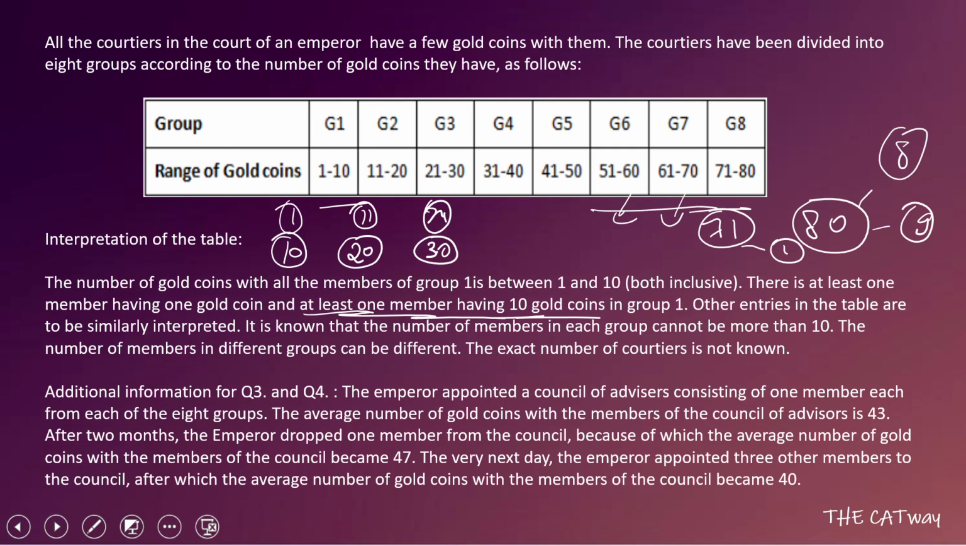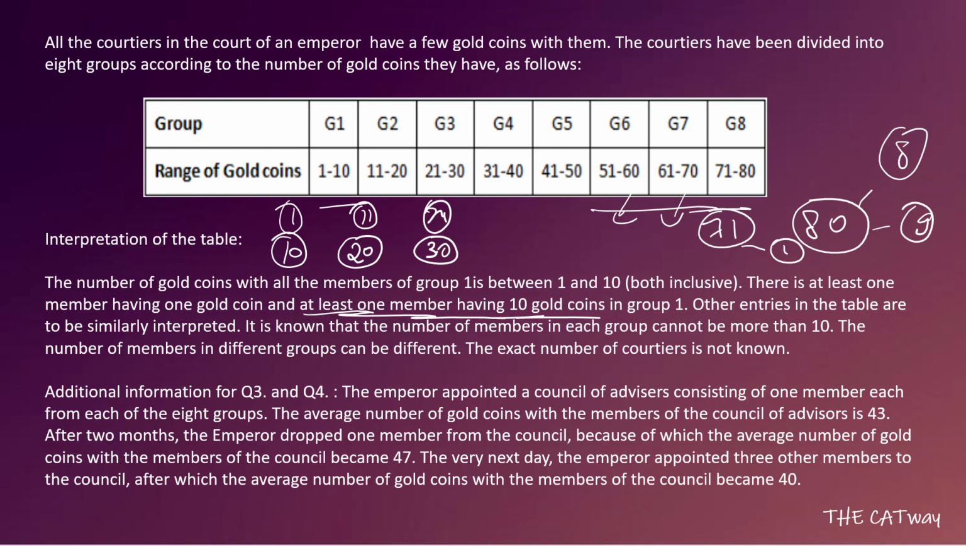Now before moving to the third question, let's read the additional information about question 3 and question 4. The emperor appointed a council of advisors consisting of one member from each of the 8 groups. That means the total number of people will be 8. The average number of gold coins with the members of the council of advisors is 43. Okay, so the average is given, the total members are known, so we can find out the total value.